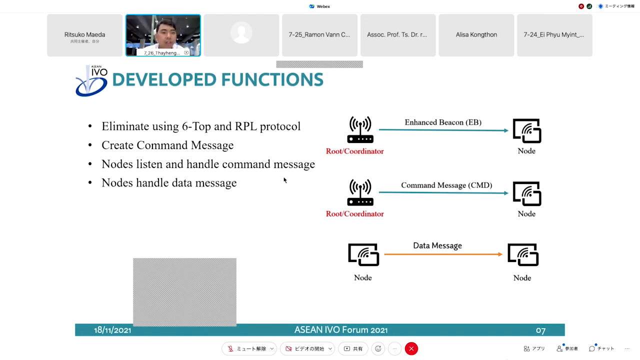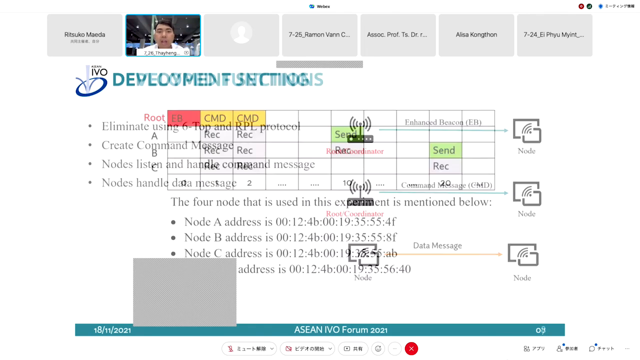And the next function is we want each node to handle and listen to the command message, because earlier in the 6top protocol the nodes didn't handle the command message, they just listened and communicated with the 6top protocol. And then the other one is that a node has to be able to handle the data message when another node sends a message to it.